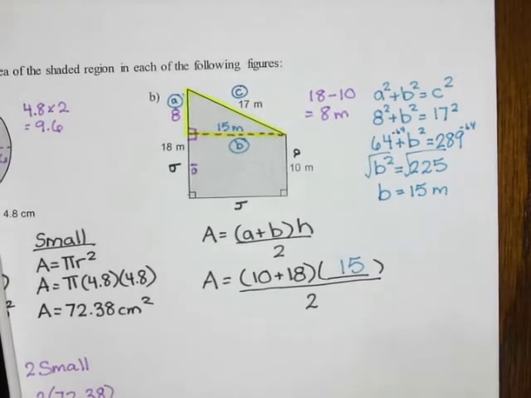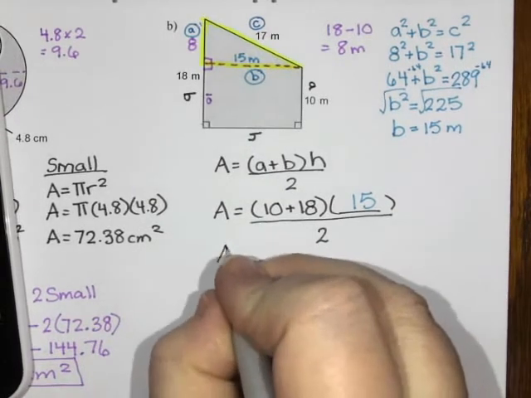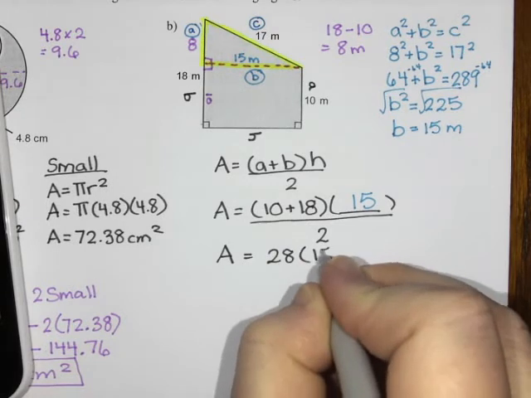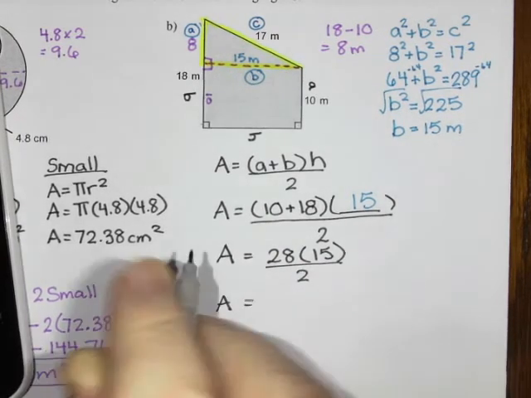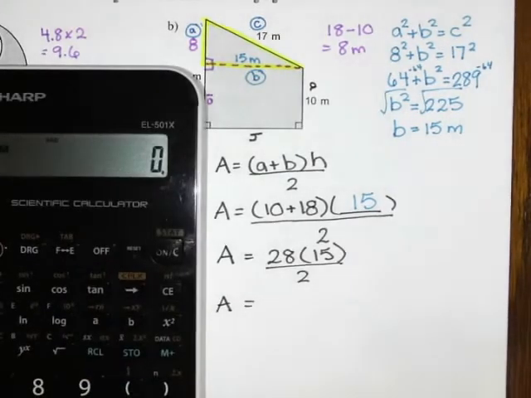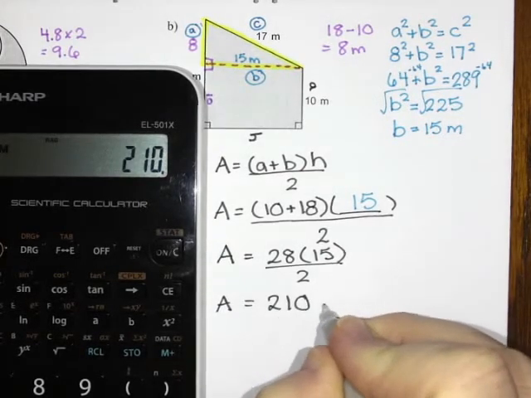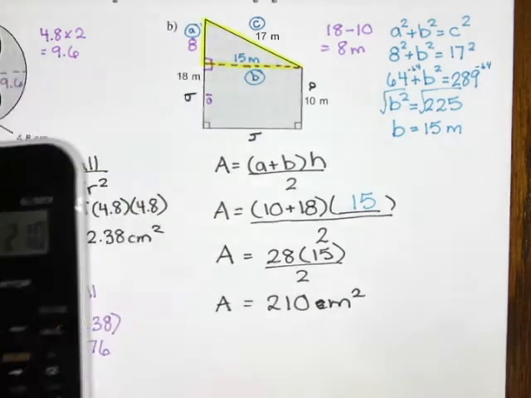So now all I need to do is finish up that area calculation. So I'm going to do 10 plus 18 is 28. That's still times 15 divided by 2. I'm going to let my calculator do that for me. So 28 times 15 divided by 2 is 210 centimeters. Nope, just meters. And squared because it's area.